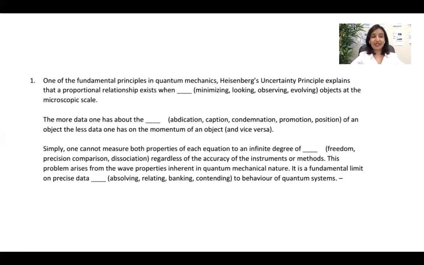Okay, so the first option, proportional relationship exists when dash objects at the microscopic scale. So after reading the first paragraph, what we can understand is this is a science related passage. This is something related to quantum mechanics, which could mostly come under physics. So this passage is entirely physics related or science related basically. So in science, using a microscope, what do we do? We observe things. We don't minimize. In using a microscope, we cannot reduce the size of an object.